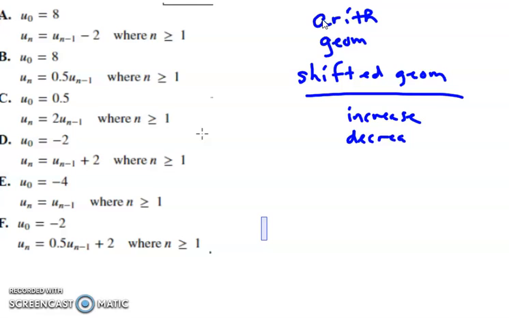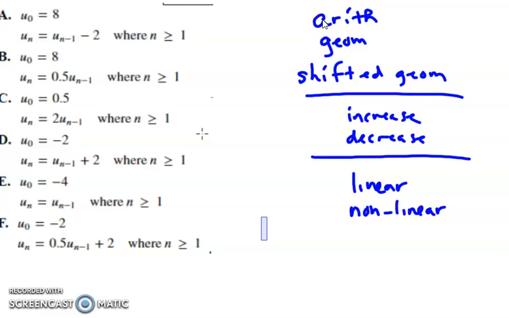Based on the last video, I talked about the fact that sometimes, especially with shifted, you may have to go through a series of steps by actually putting in a number and checking to see if the sequence goes up or down. And then is it linear, or would it be non-linear?